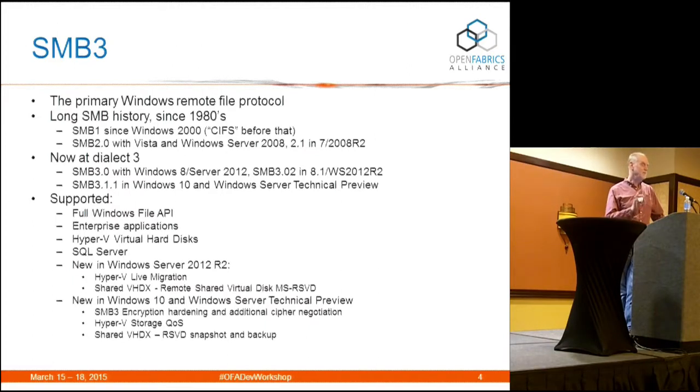But basically, SMB3 has enterprise application features. It has a specific feature called continuous availability to support high availability of applications. It supports the full Windows File API, enterprise applications. In particular, it's fully supported by Hyper-V and SQL Server for their storage features. And it's also used by Hyper-V for live migration, and that's where an interesting scenario for RDMA comes in.